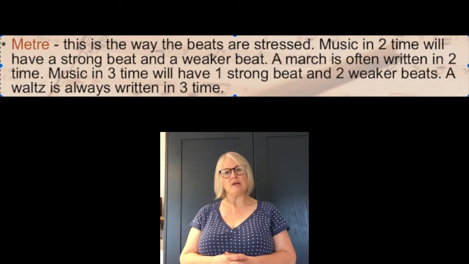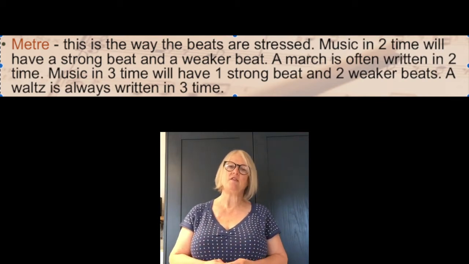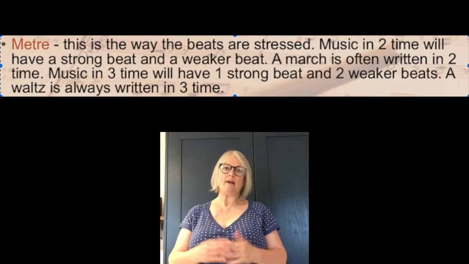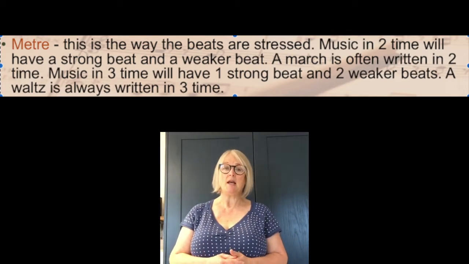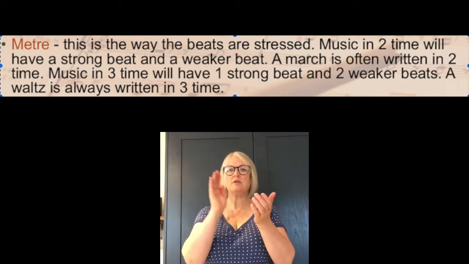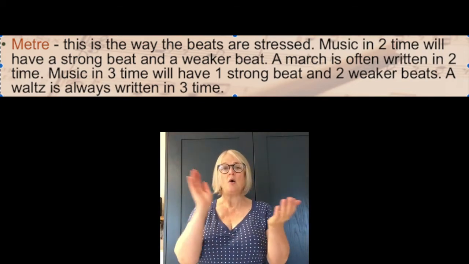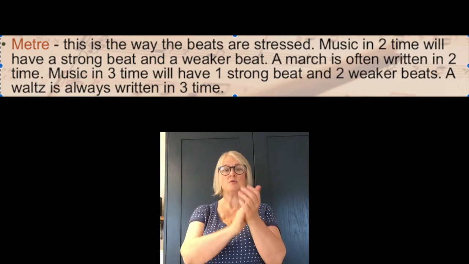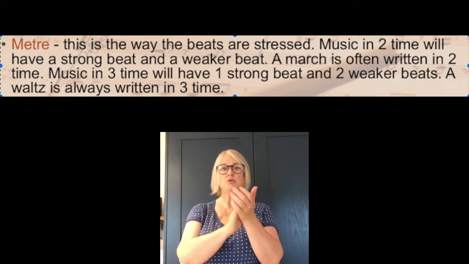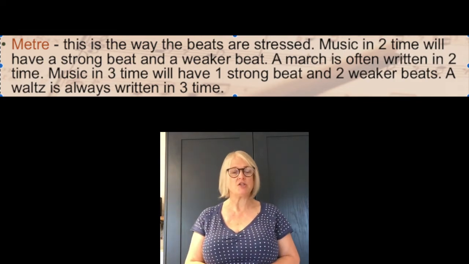The next piece of vocabulary is a little bit more complex. It's called the meter. And the meter of music is how that beat is divided up into strong stresses and weaker stresses. So when you look at the time signature of a piece of music, the top number is what we call the meter. So you can have two time, for example, one, two, one, two, one, two. You can have three time, as in a waltz, one, two, three, one, two, three. You can have four time, one, two, three, four, one, two, and you can have other meters as well, but they're the main ones for Key Stage 1 and Key Stage 2.